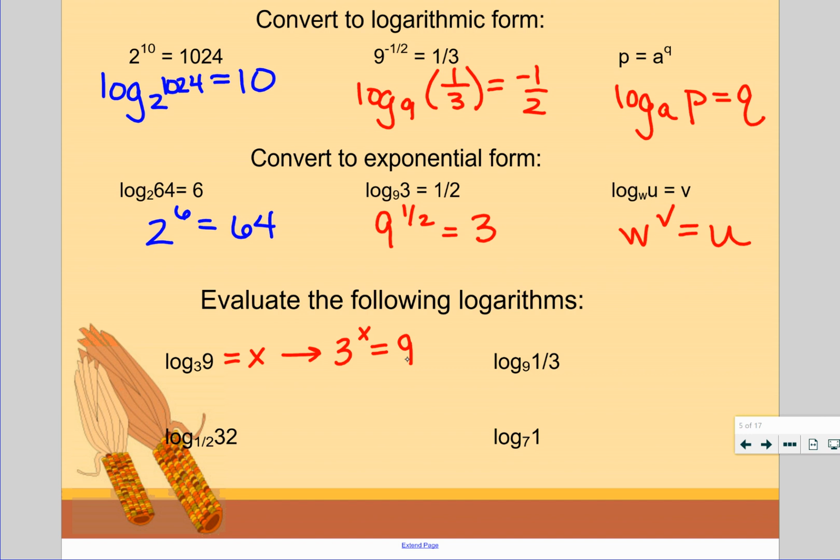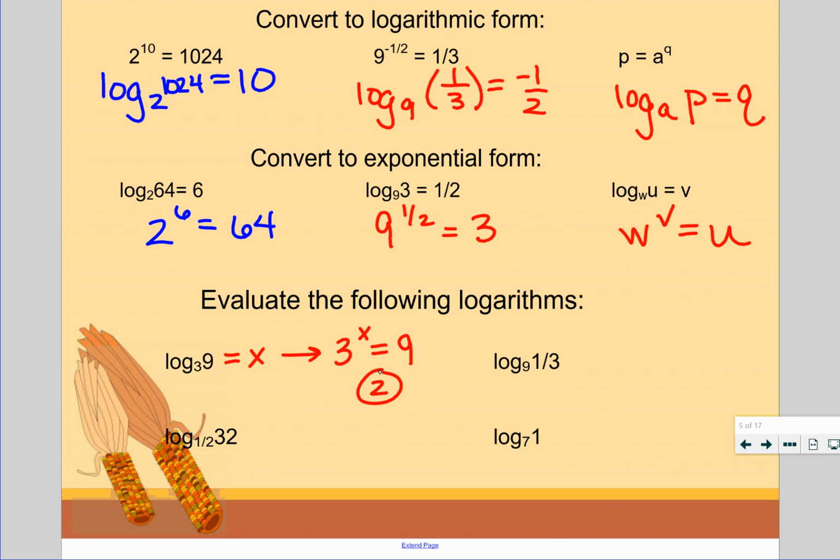So now, these right now are meant to be problems that you should be able to do in your head. When we get to section 4.3, we'll have some formulas that we can put in a calculator, even a basic red calculator that will do this calculation for us. But for right now, you should be able to do it in your head. 3 to what power gives me 9? 2. So that's our answer. The log evaluates to 2. 3 to the second power gives me 9.